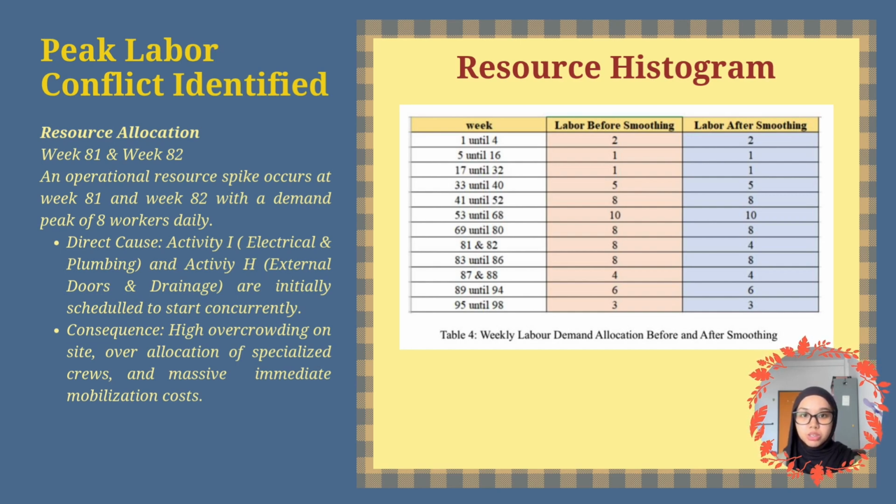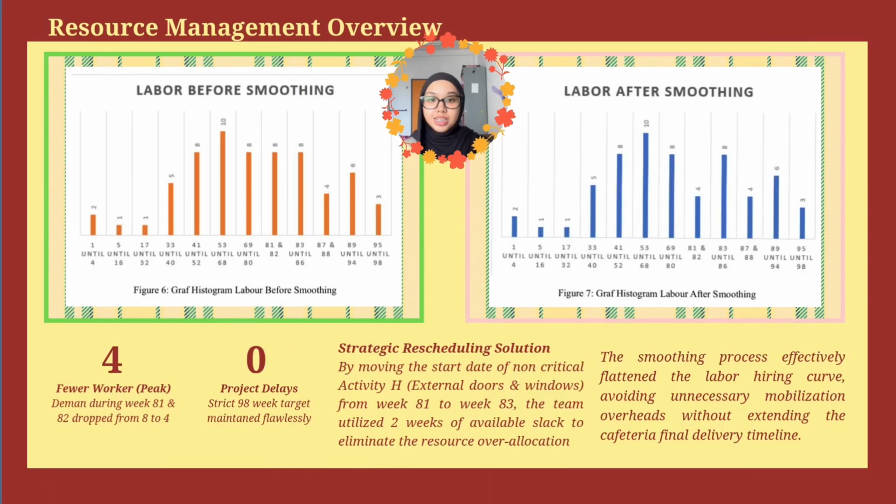Having 8 workers on site for just a brief 2-week window is highly inefficient. It leads to site overcrowding, overallocates our specialized crew, and causes sudden unnecessary mobilization costs. We knew we had to find a smoother solution. To resolve this conflict, we implement our strategic rescheduling solution. Since activity H has 2 weeks of available slack, we shift its start date from week 81 to week 83.